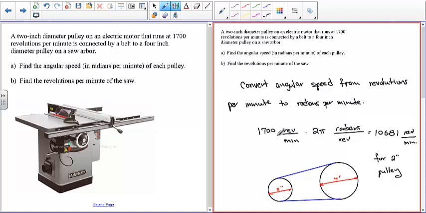So we have 1700 revolutions per minute. There are 2 pi radians per revolution. So you can see the revolutions cancel out. We end up with 10,681 radians per minute. Now that is the speed of the motor, but what's happening here with the belt is that this thing's spinning at so many radians per minute, and when this travels a full revolution, you're going to go a 1-inch radius times 2 pi, so it's going to travel through a distance of 2 pi inches in 1 revolution.